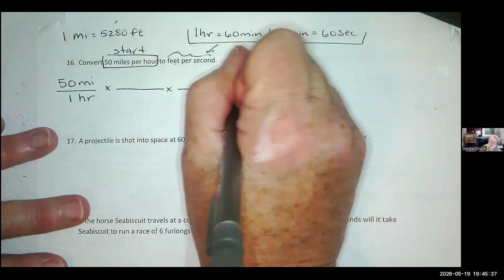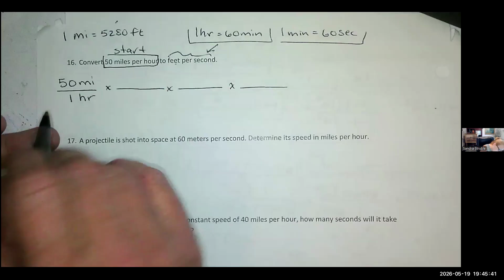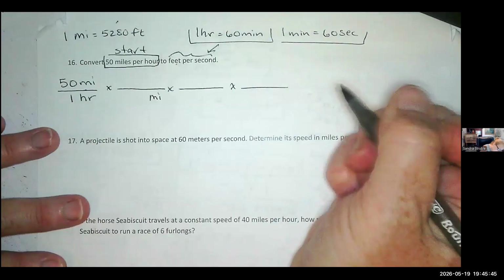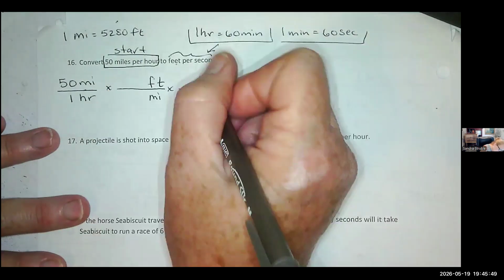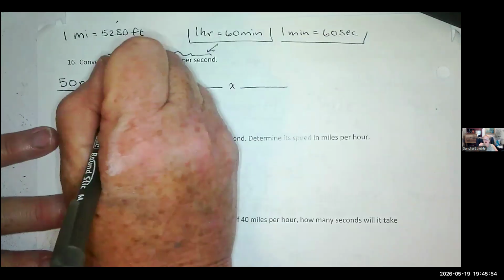I'm going to start with the miles going to feet. Miles are up top, so I need miles down at the bottom. I don't want miles. I'm going to feet. Okay, so that's set up. Miles will be gone. I'm going to go ahead and plug in my numbers. So that will take care of my numerator, going from miles to feet.